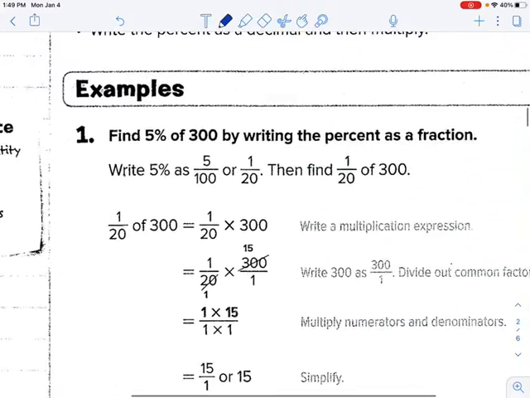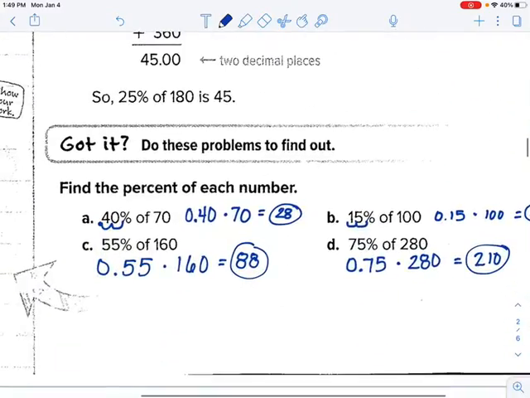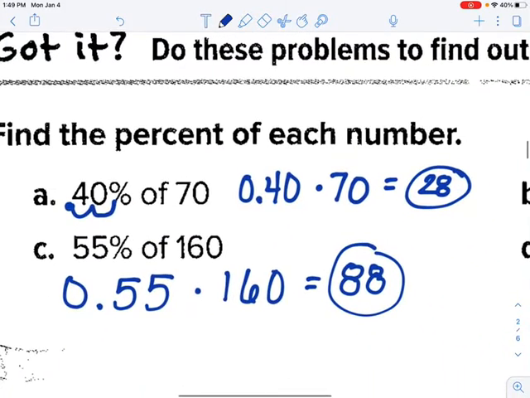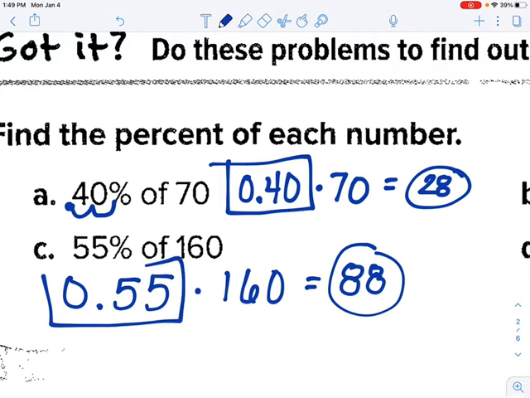All right, go to the next page then, page 104. So if you look at A and C here, again, you're taking your decimal 2 places to the left. So for A, 40% is 0.40. And for C, 55% is 0.55. Your ofs mean times. So you do your multiplication and you get your answer.